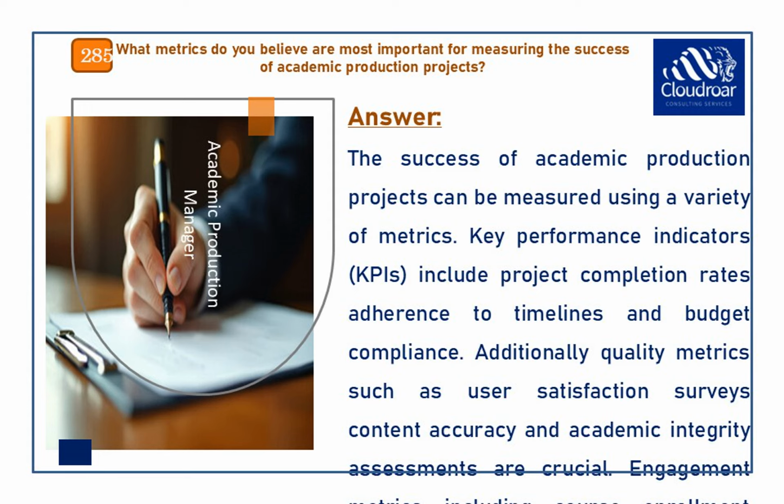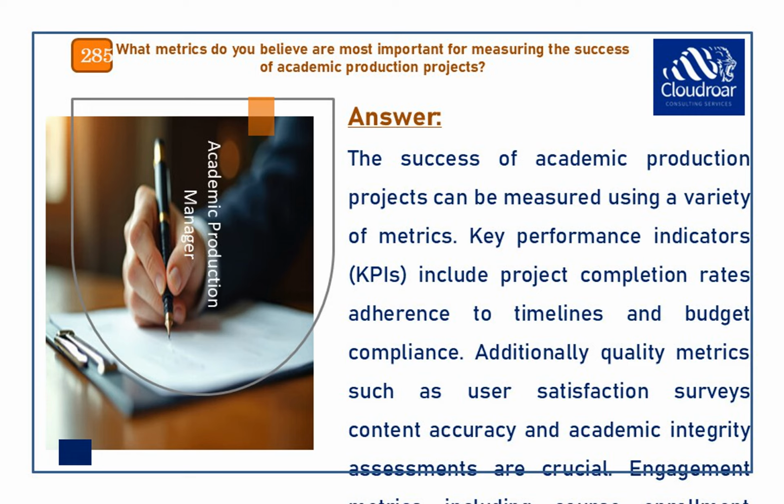Question 285. What metrics do you believe are most important for measuring the success of academic production projects? The success of academic production projects can be measured using a variety of metrics. Key performance indicators, KPIs, include project completion rates, adherence to timelines, and budget compliance. Additionally, quality metrics such as user satisfaction surveys, content accuracy, and academic integrity assessments are crucial.